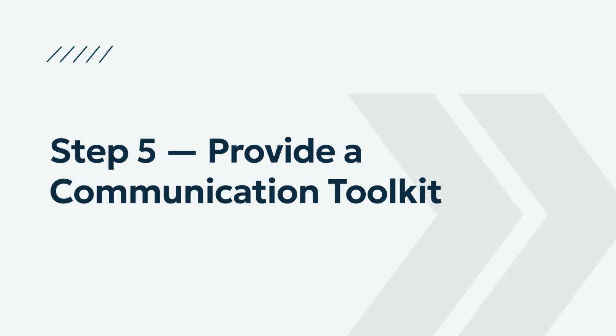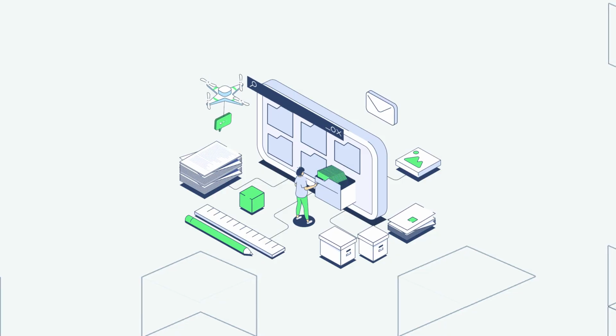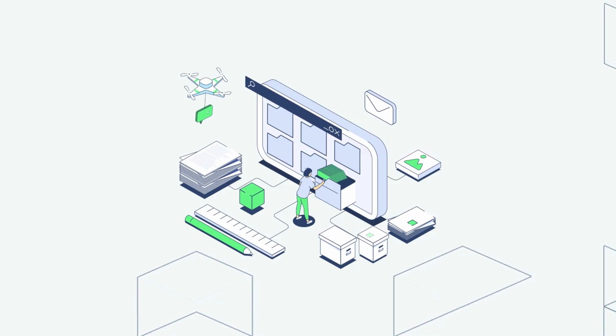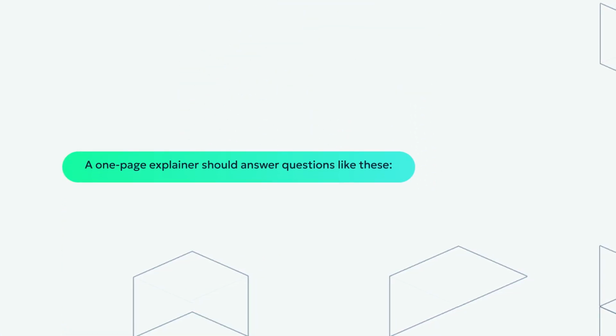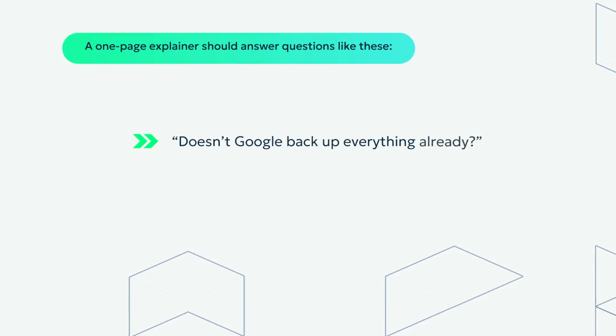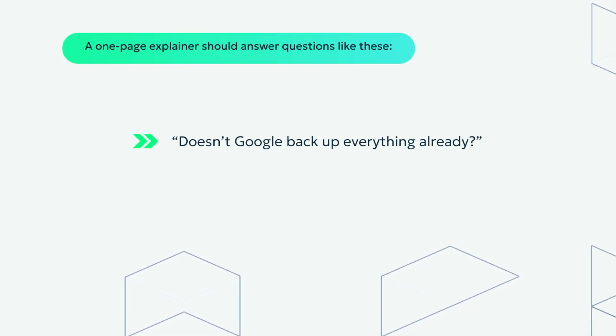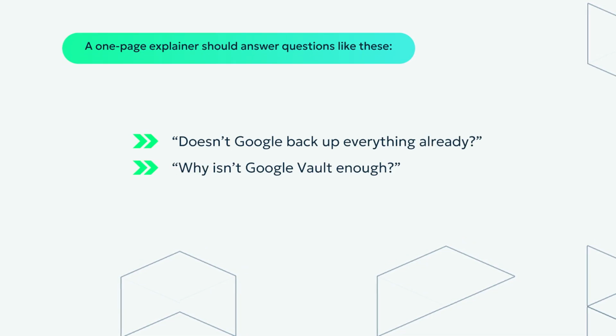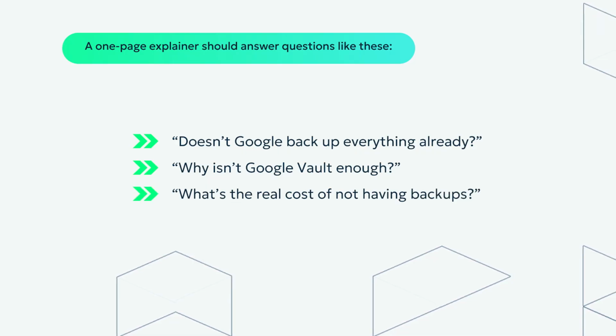Step 5. Provide a communication toolkit. The next step is to prepare simple, client-friendly materials to support the conversation. A one-page explainer should answer questions like these. Doesn't Google back up everything already? Why isn't Google Vault enough? What's the real cost of not having backups?